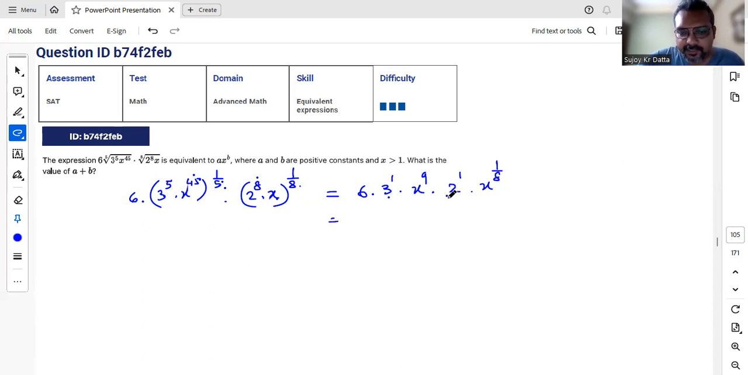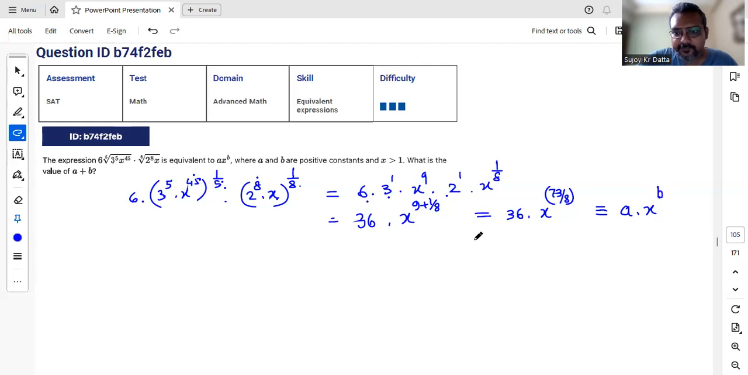So this 3 times 2 is again 6, and 6 here. Well, 36 times x to the power 9 plus 1 over 8. So that's 36 times x to the power 73 by 8. They are now saying that this is the same as a times x to the power b. So clearly a is 36 and b is 73 over 8. You have to, unfortunately, add these two values, a plus b. So that's 36 plus 73 over 8.